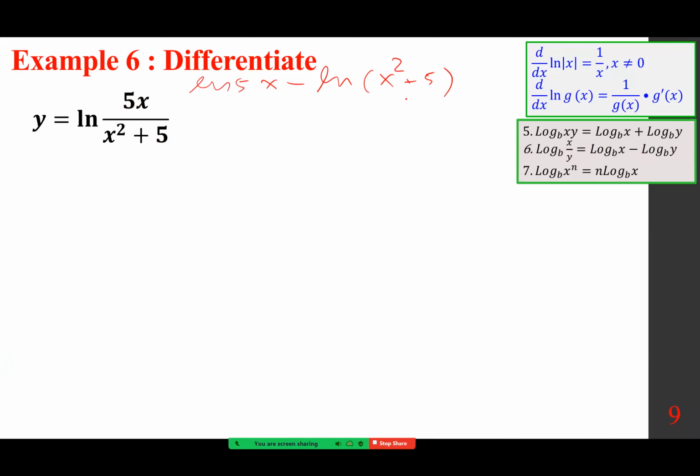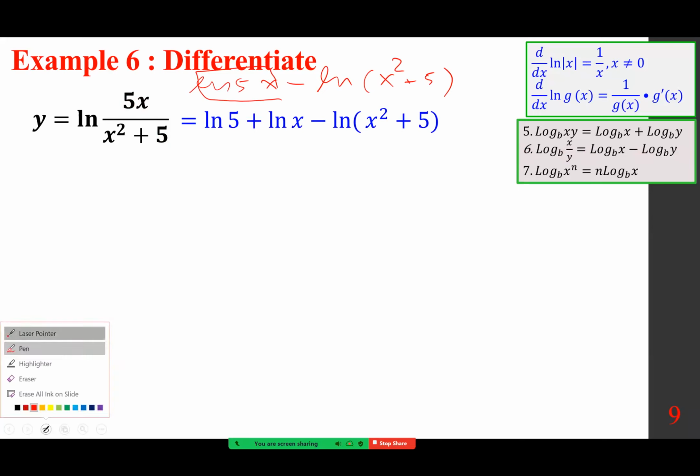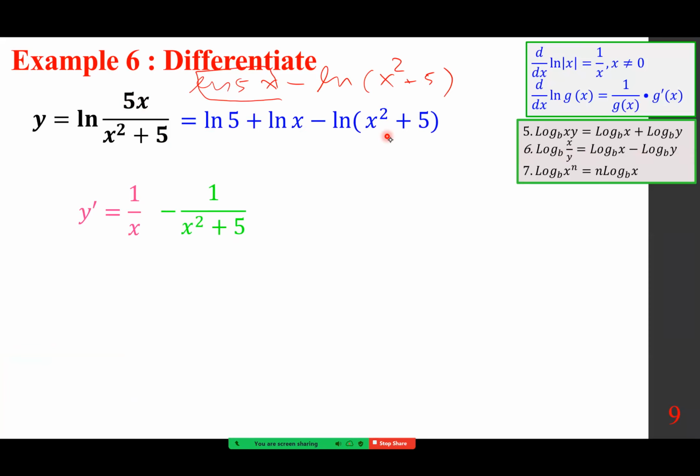If you left it as that, it's okay, but ln of 5x is ln 5 plus ln x. And ln 5 is a number, which means this derivative is 0. So ln x gives you 1 over x minus, flip this over, 1 over x squared plus 5, by the chain rule times the derivative of that, which is 2x. We're done with calculus.